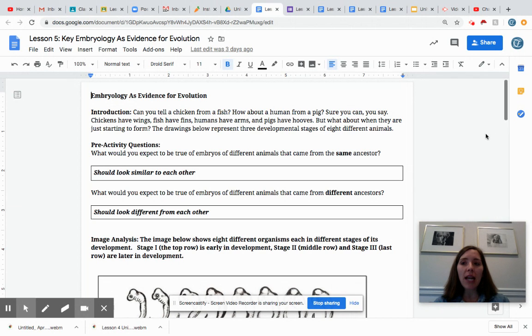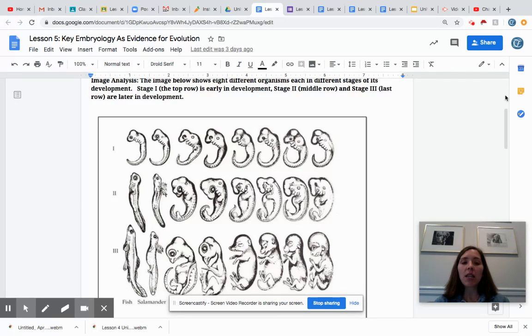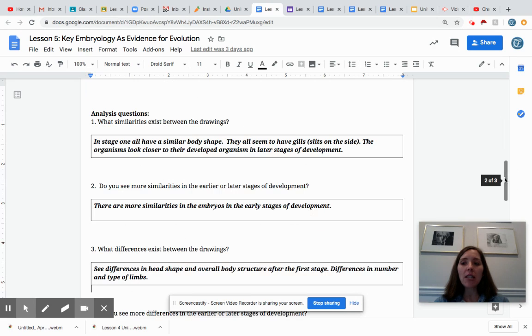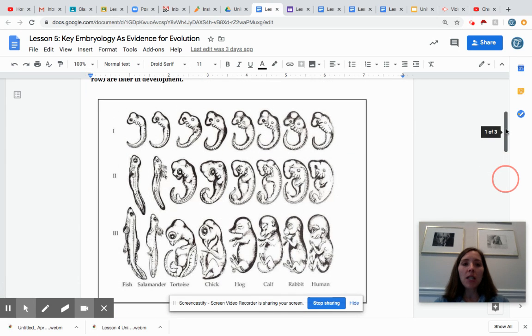Then you looked at 8 different organisms, and the different embryos in their different stages of development. Stage 1 is early on in development. Stage 2 is kind of midway through development, and stage 3 is pretty close to those organisms being born. And even though these organisms are very different, in that there's a fish, there's a chick, there's a human, looking at these early stages of development, they seem relatively similar. And as they develop over time, we see more differences.